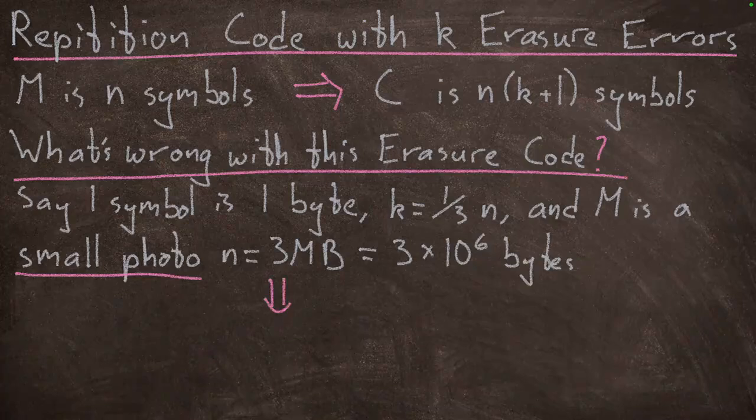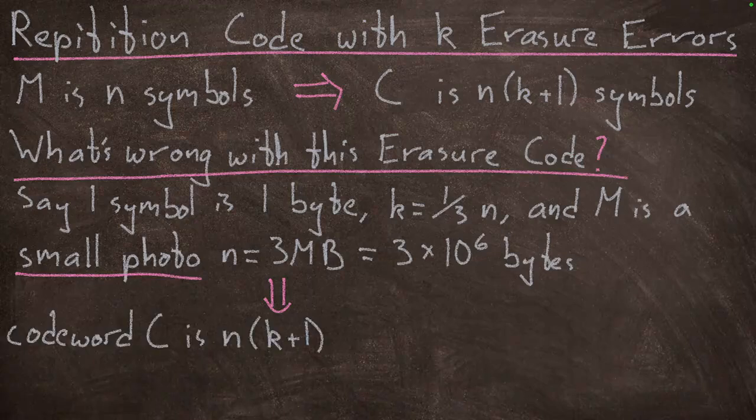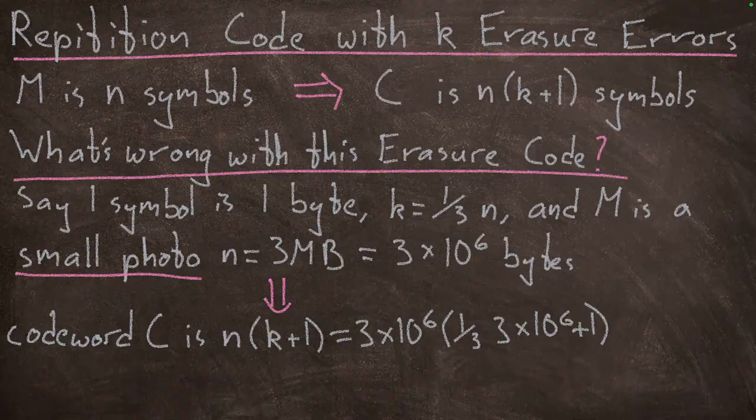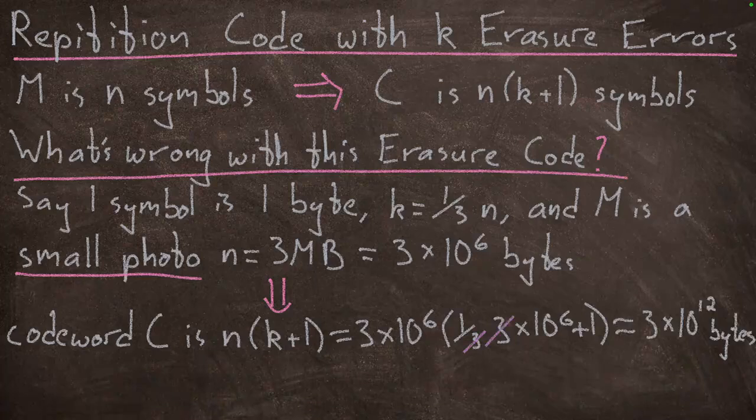And now let's do the erasure error to it. So we know k is 1/3 of n. The code word is going to be n times k plus 1, so let's plug everything in. We have 3 million bytes, and then 1/3 of n, because k is 1/3 of n. Those 3's cancel, and what we're left with is 3 times 10 to the 12, since those 10 to the 6's multiply. This is 3 terabytes. That's bad.